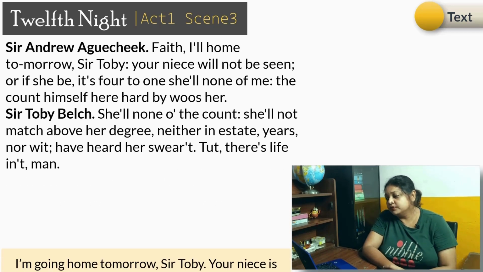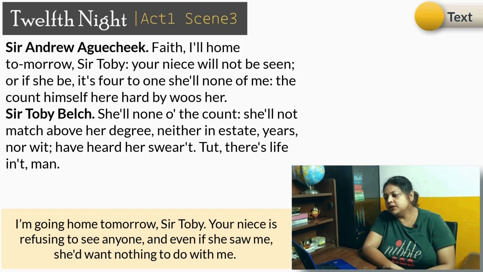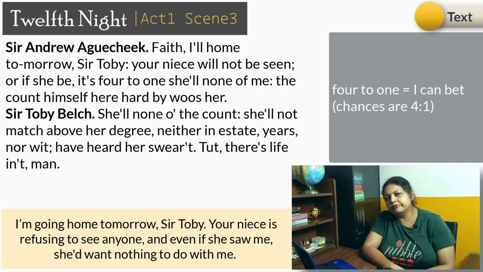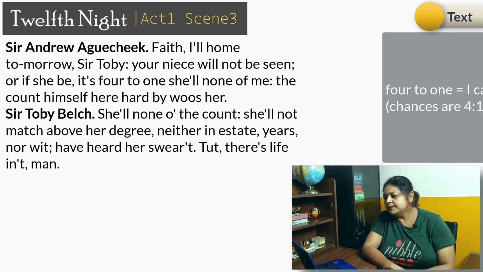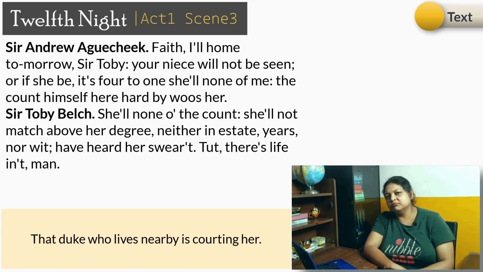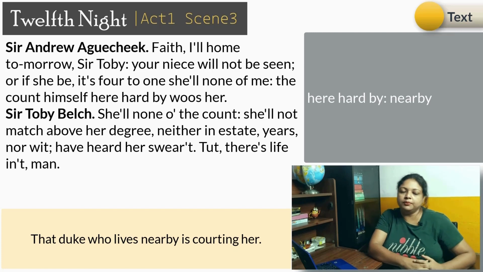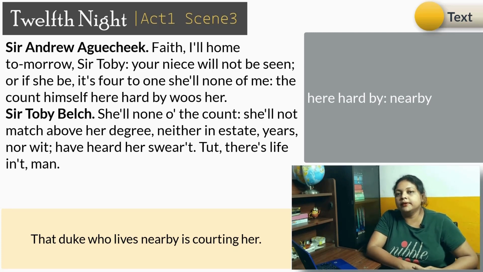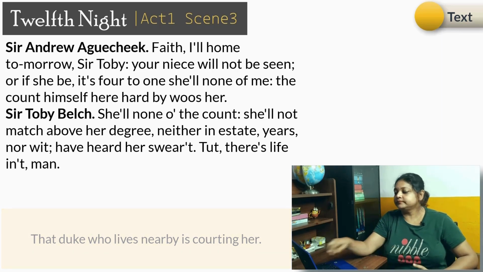"Faith, I'll home tomorrow," said Toby. "Your niece will not be seen, or if she be, it's 4 to 1 she'll none of me. The Count himself here hard by woos her." The problem with Olivia is that she's seeing nobody, not even the Duke's men. So I don't think I have a chance with her, so I'm leaving.